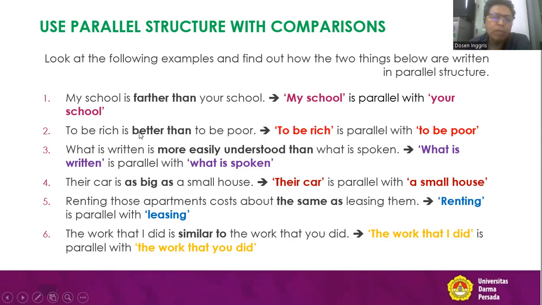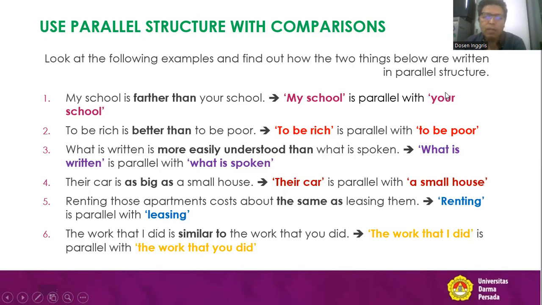Now, number two, to be rich is better than to be poor. Is it a comparative sentence? Yes. We have than. And what are the two things? To be rich and to be poor. And we can see to be rich is parallel with to be poor. Again, what is the meaning of parallel? It means they are in the same format. What format is it? This is infinitive, to be and to be.